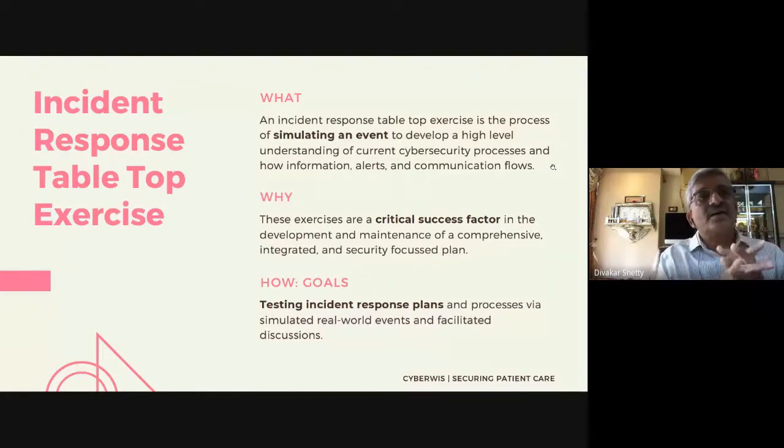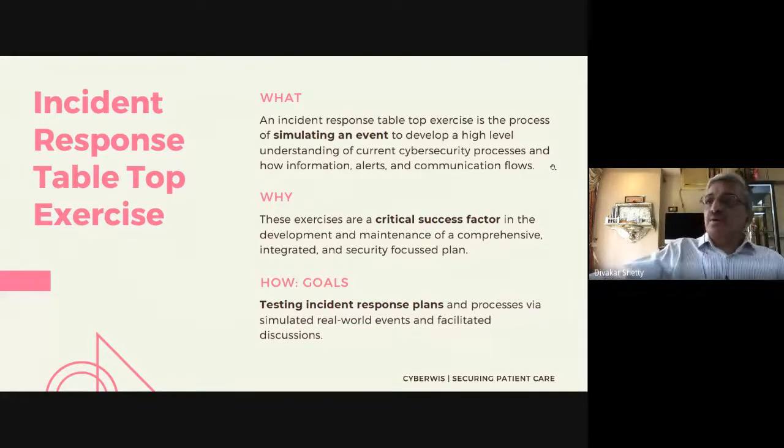And as I said earlier, why are these exercises a critical success factor in the way we run our businesses? It is in the maintenance of a comprehensive, integrated, and security focused plan, so that we can keep this plan handy whenever there is a crisis of this kind. And how do we achieve it? There are goals: testing the incident response plans and process via simulated real world events and facilitated discussions.